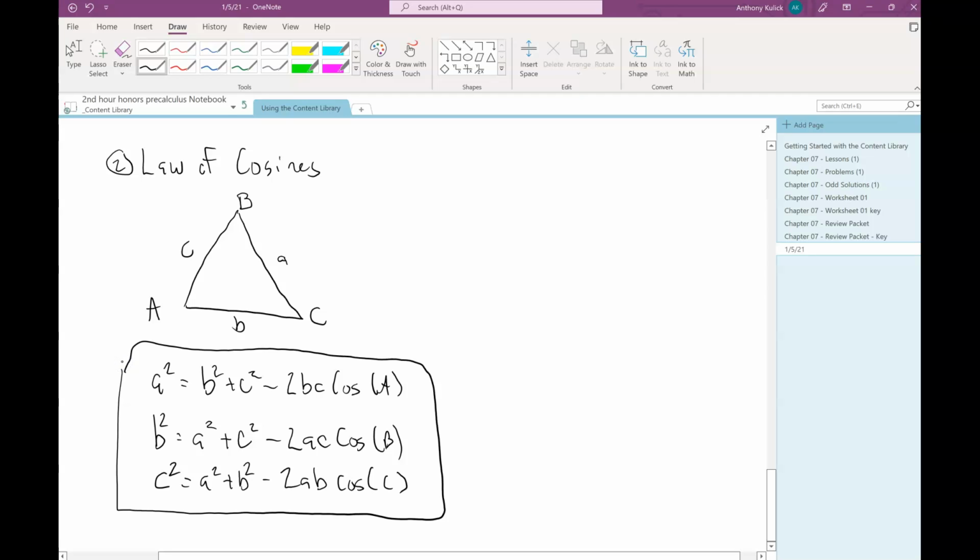Notice that this is basically the same formula 3 times in a row, right? All we've done is substitute letters. The way that I remember this is if I'm looking for side A, I need angle A, and then the legs fill up everything else, right? The piece that's by itself is the piece that I need the angle for. And then the legs fill everything else in.